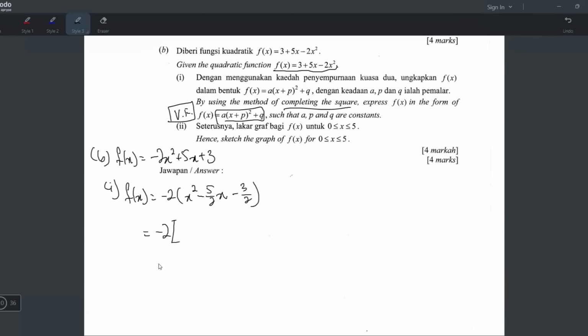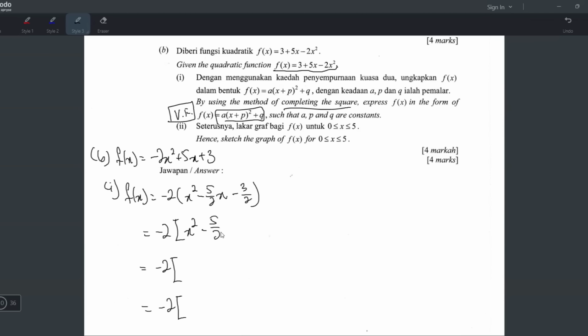So -2 big bracket. This big bracket is very important, so I write it first, because at the end you have to take the -2 back inside. Now for the x, I have to do completing the square. What I have to do is add a bracket square here and then minus a bracket square here. Okay, let's write that now.